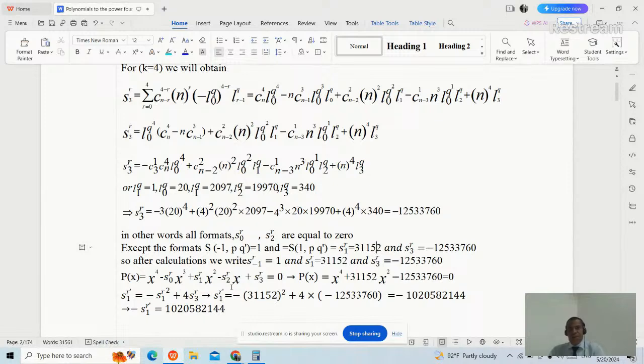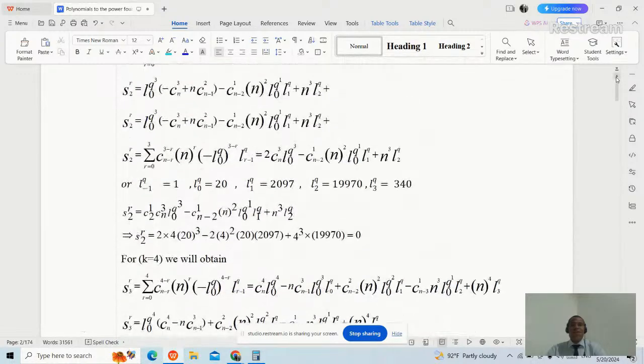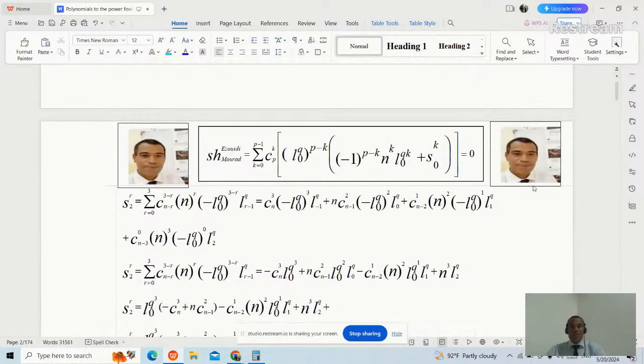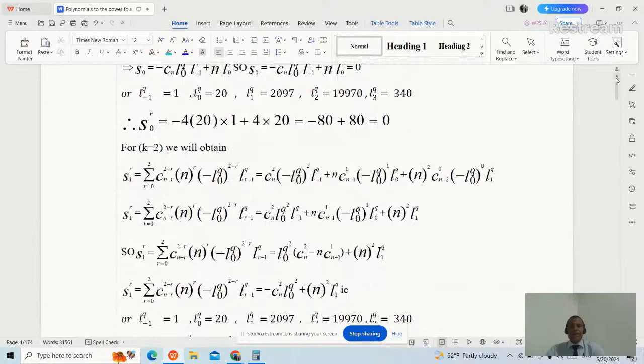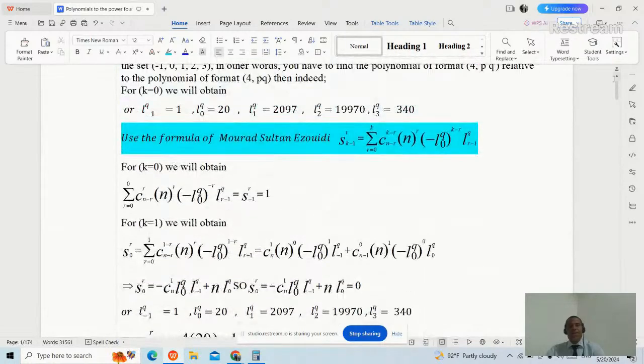Therefore, I will now use the discriminant of Mr. Mourad Sultan Ezouidi, which is not the same as the common discriminant for a quadratic equation. This one is given by this formula, and this formula gives us a negative sign for this discriminant. Discriminant formula, very important, this one.